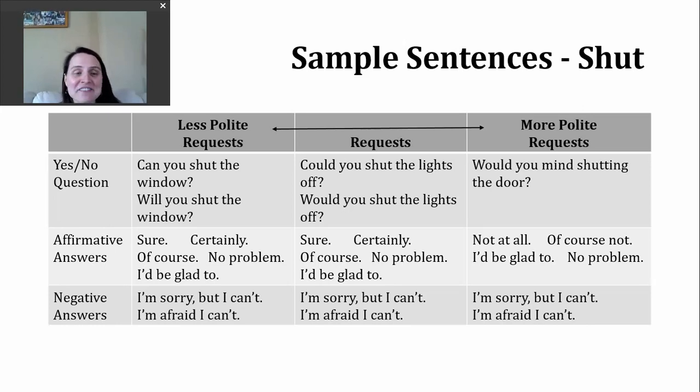But you'll notice the negative answers still stay the same. Would you mind doing this? I'm sorry, but I can't. Or I'm afraid I can't.